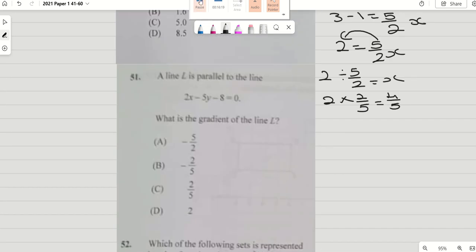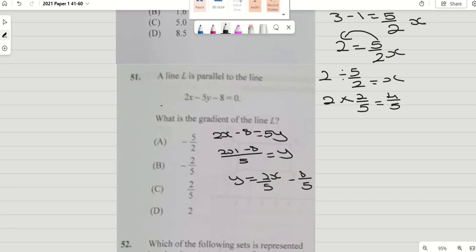Number 51, you make y the subject, right? If you want a straight line, remember, parallel lines have the same gradient, so you need to find the coefficient of x, making y the subject. So you have 2x minus 8 is equal to 5y. You carry across 5, that's 2x minus 8 all divided by 5 is equal to y. So therefore y is equal to 2x over 5 minus 8 over 5, right? So the coefficient of x is positive 2 over 5, so the answer is C. Right?